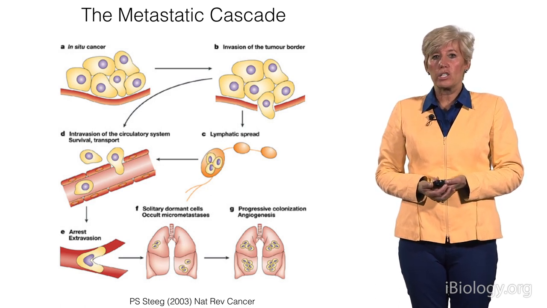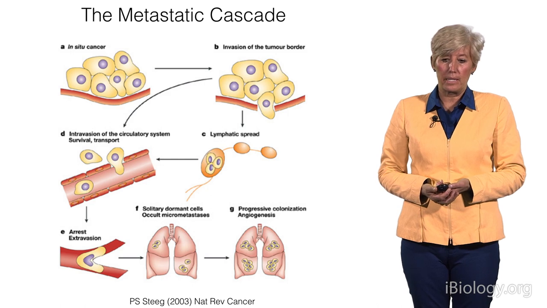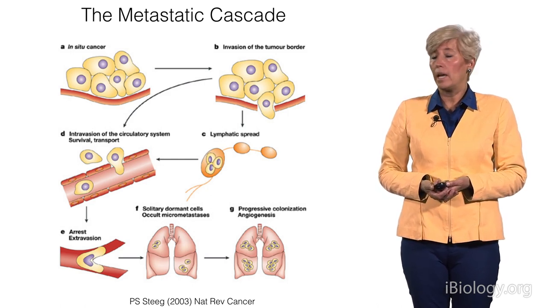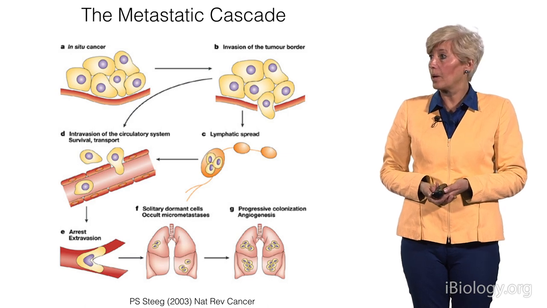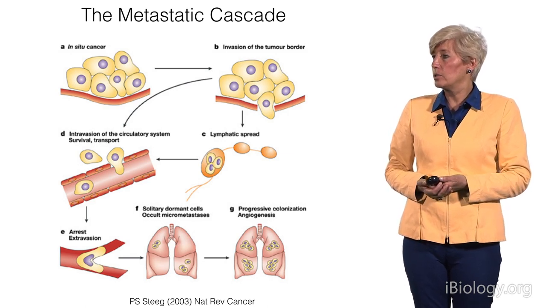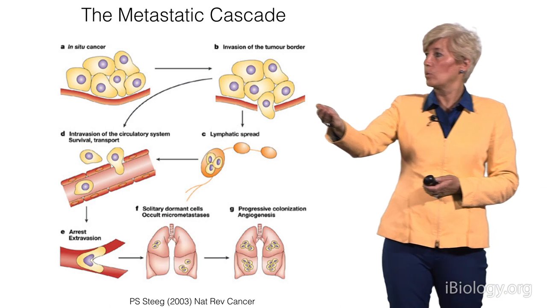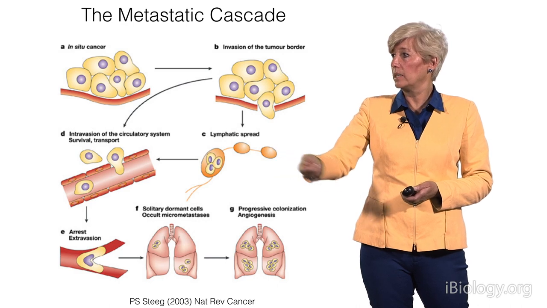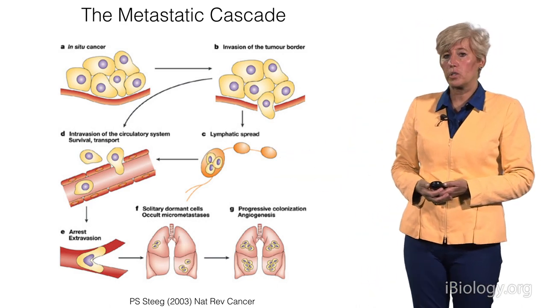Remember earlier in the lecture, we talked about all the properties that tumor cells will gain. So they need to be able to invade and move throughout the body. And so what they do is they acquire properties which helps them leave the tumor, move through the basement membrane. They can then spread to the lymph node. They get into the circulatory system.